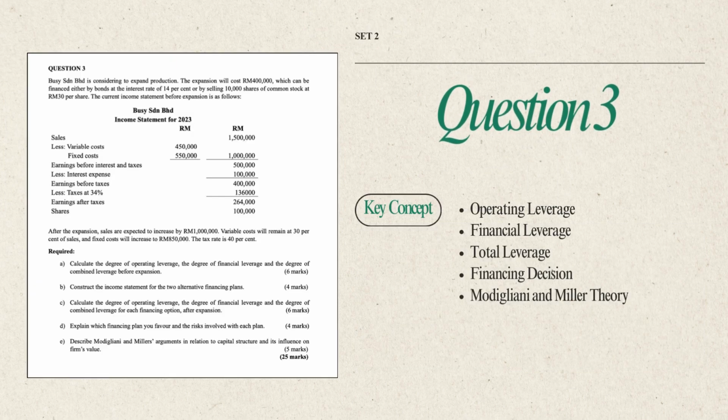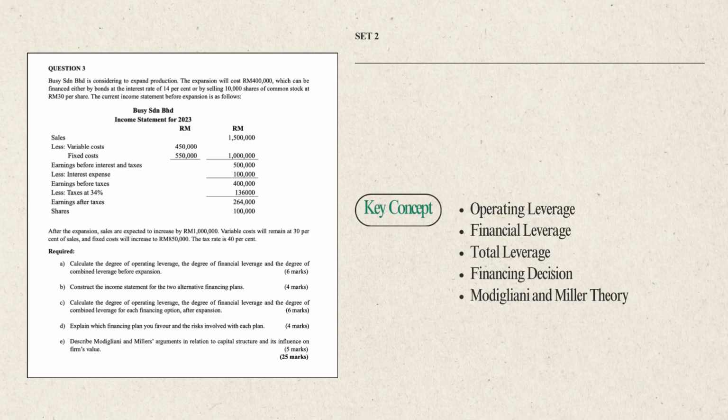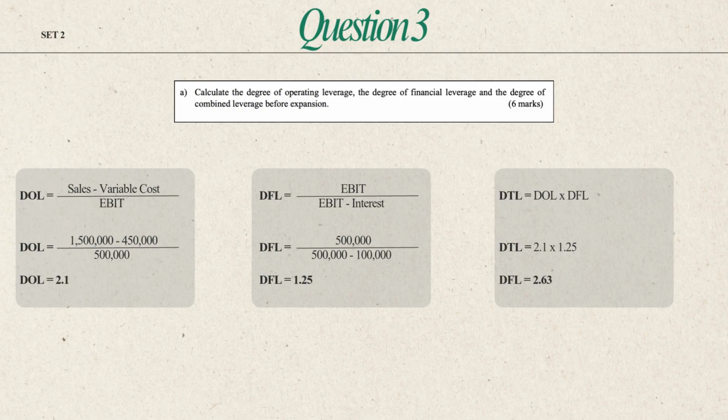The key concepts that we identified for question 3 are operating leverage, financial leverage, total leverage, financing decision, and Modigliani and Miller theory. For question A, we calculated the degree of operating leverage, the degree of financial leverage, and the degree of total leverage before expansion.